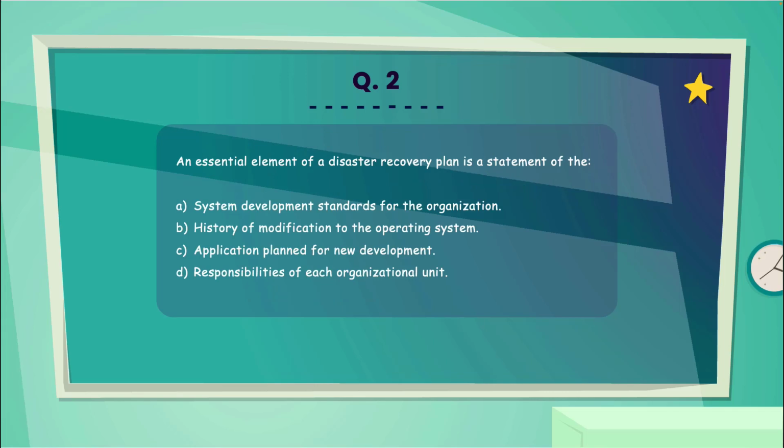Question 2. An essential element of a disaster recovery plan is a statement of system development standards, history of modification, application planned for new developments, or responsibilities of each organizational unit. The answer here is, of course, responsibilities of each organizational unit. You need to have the contact list or contact tree of all the personnel that need to be available once a disaster strikes, and all of these people need to know their roles and responsibilities under these circumstances.